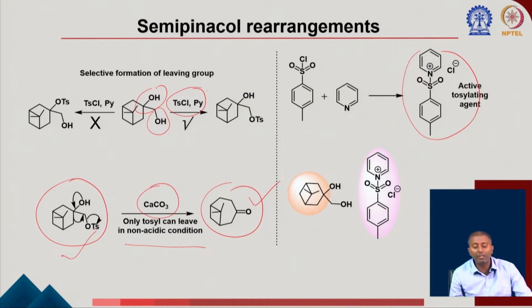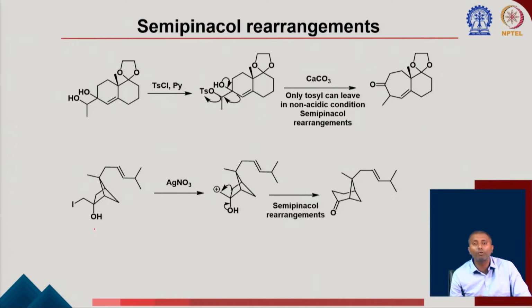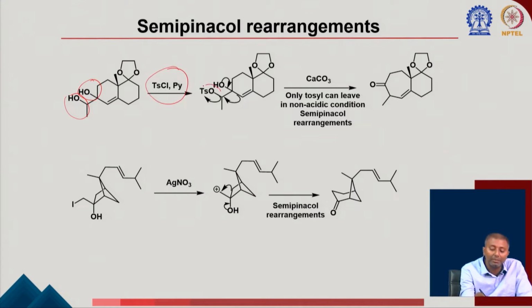So this is the beginning of the semipinacol rearrangement, and there are a lot more examples. I am going to bring some of them here. Again there is a scenario where you have a tertiary alcohol versus a secondary. In the previous slide you had tertiary versus primary, here tertiary versus secondary. Again if you use tosyl chloride and pyridine, it will react selectively at the secondary. Again the major factor is the steric effect. Due to sterics, it will go to the primary or secondary, not the other hydroxy group. Now once you treat with calcium carbonate, it is going to go for this ring expansion.